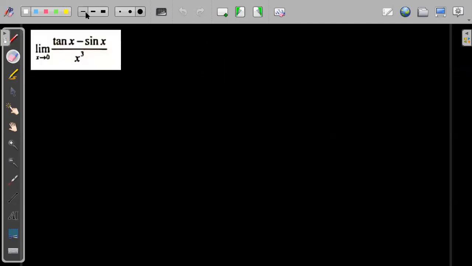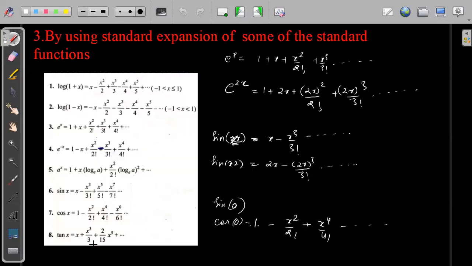So first you solve this one, only using the series. Only using the expansion of series you have to solve. So solve this first one: limit of tan x minus sin x by x cube. I will write the tan x expansion, x plus x cube by 3.